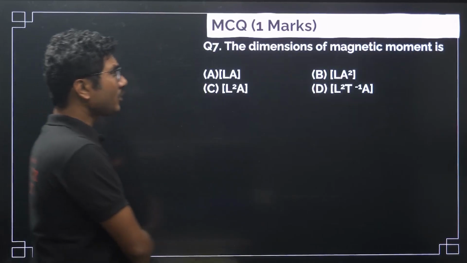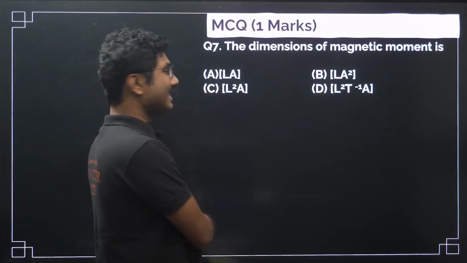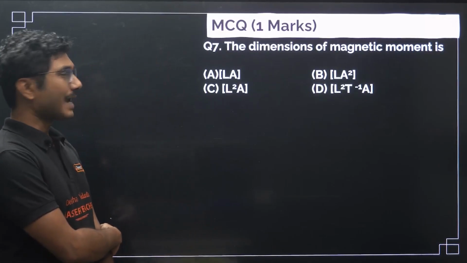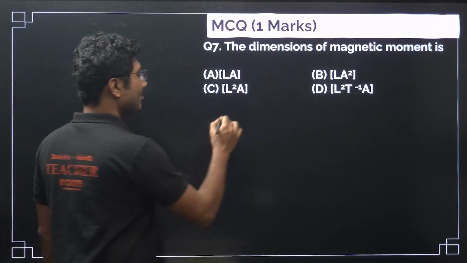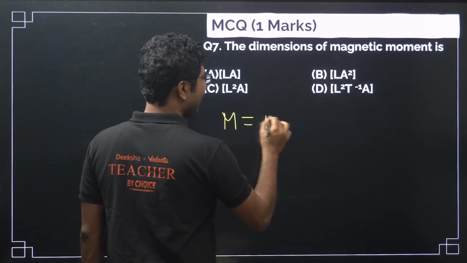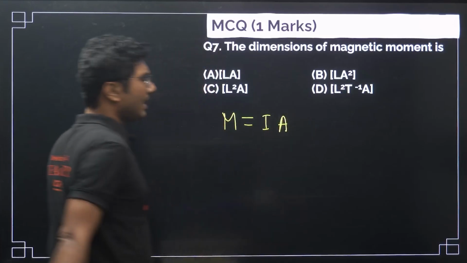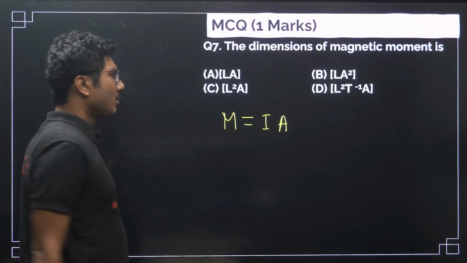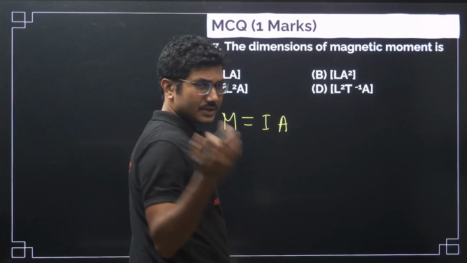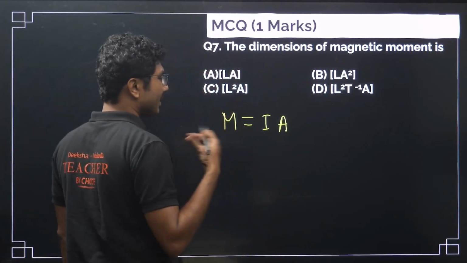The dimensions of magnetic moment is. So, dimensions of magnetic moment, let us understand what is magnetic moment. The magnetic moment is given by current into area. Number of turns is there, but mainly current into area. The number of turns is a dimensionless quantity, so that is why we are not including that.